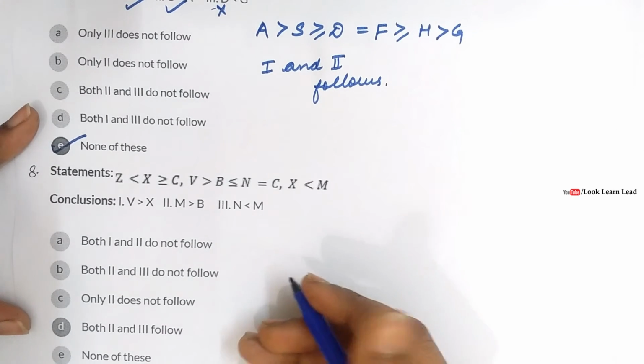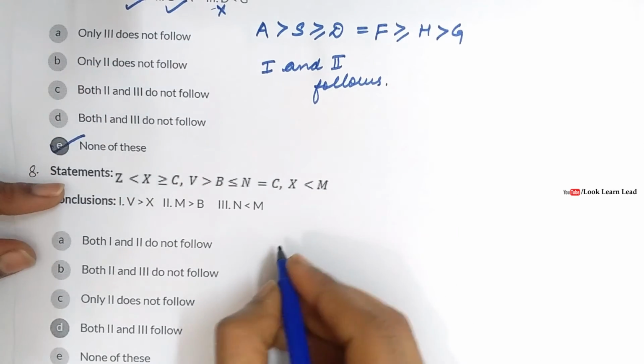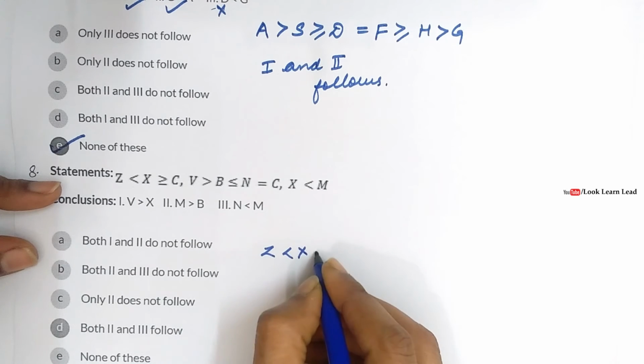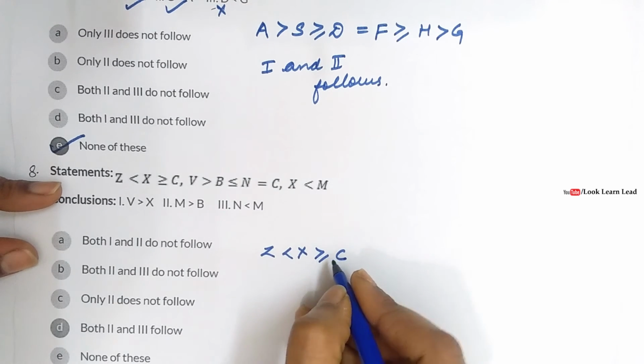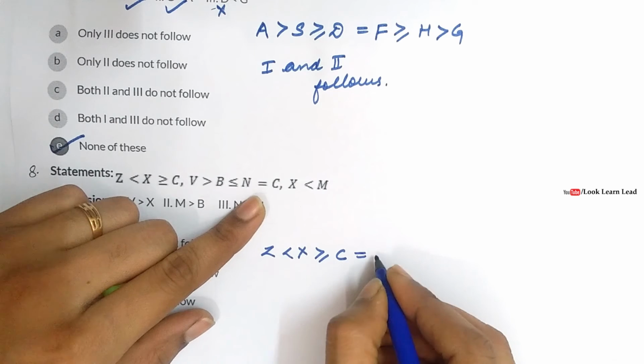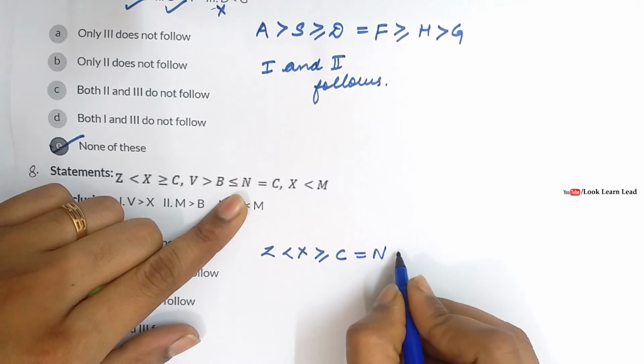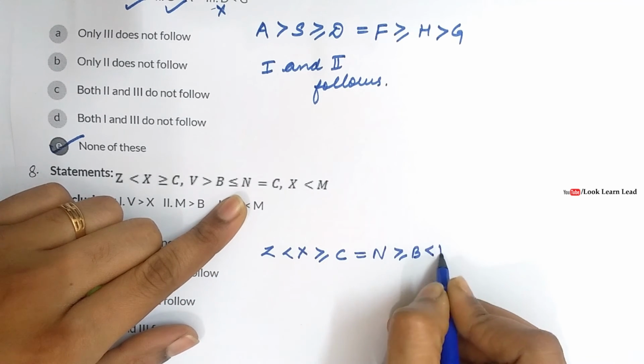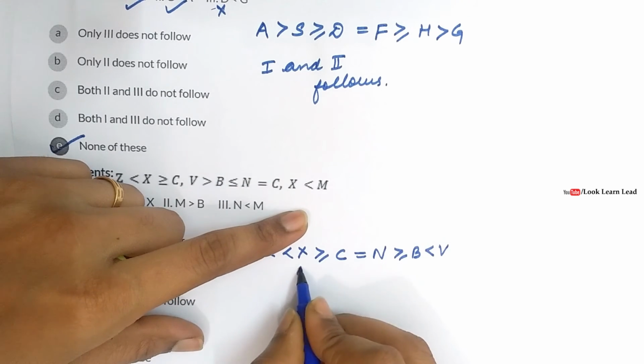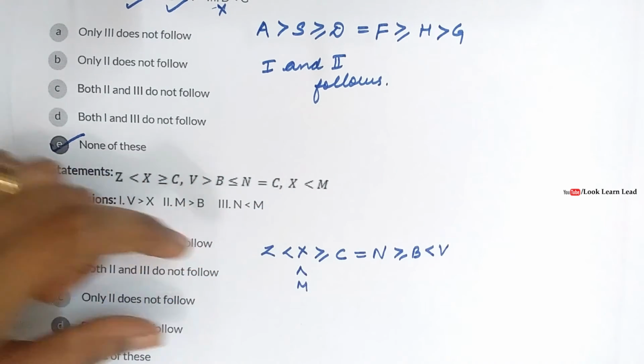Also, let's see carefully. This is a bigger one also. So Z is less than equal to X. It is C. Okay, it is like this. Now with C I have N. N is greater than equal to B. B is less than V. And with X I have M. So this is my question.